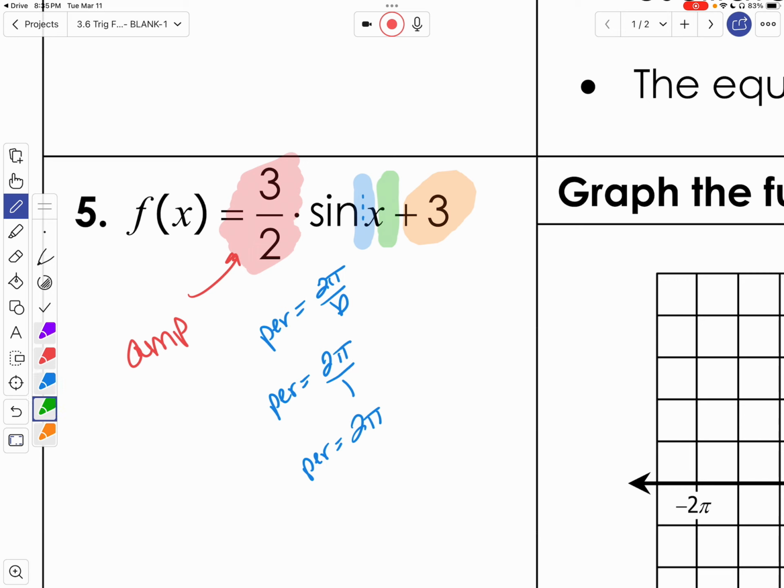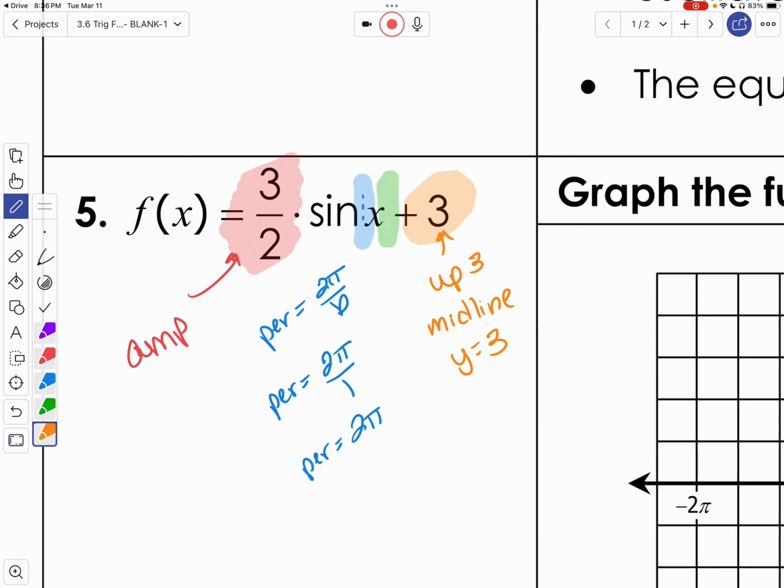I have no H. There's nothing hanging out here in the H position. So my graph did not shift left or right. I do have a K value. That means it went up 3, or that my new midline, I misspelled that. My new midline is at y is equal to 3. So I can use that information to create a graph.